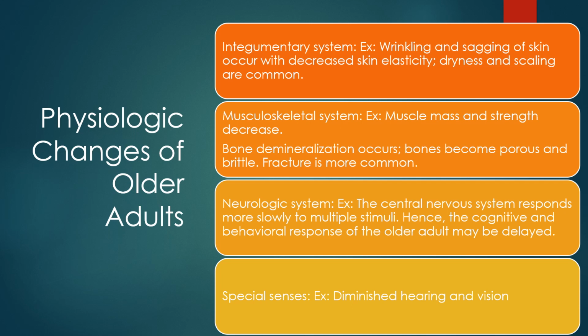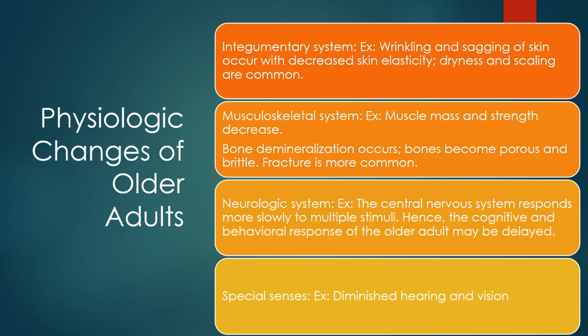The musculoskeletal system gets affected by decrease in muscle mass and strength. Bone demineralization occurs, causing bones to become porous and brittle, and fractures become more common. Joint cartilage decreases, causing more joint pain, and there's an increased risk of falls with the joint pain and muscle weakness. The neurologic system responds more slowly to multiple stimuli, which is why the cognitive and behavioral response of the older adult may be delayed.